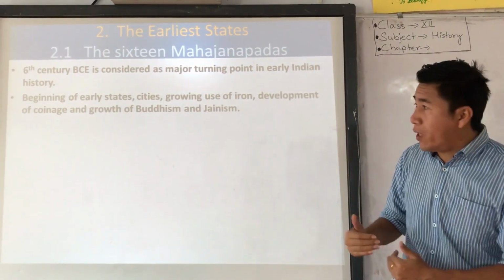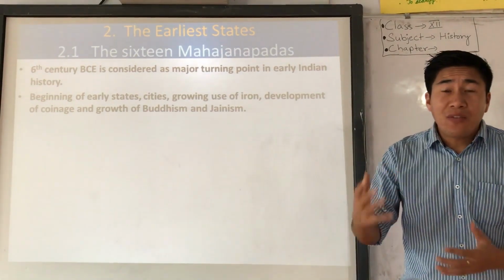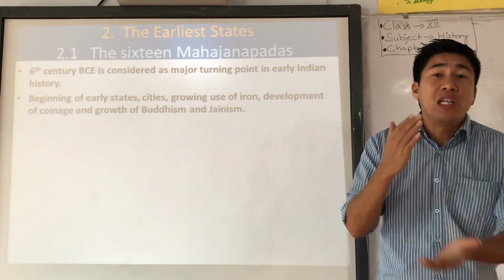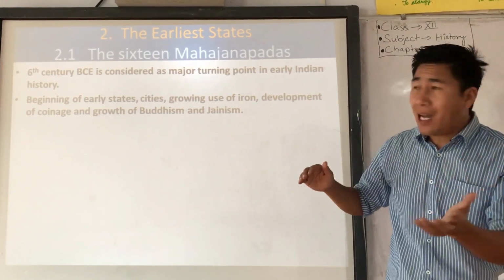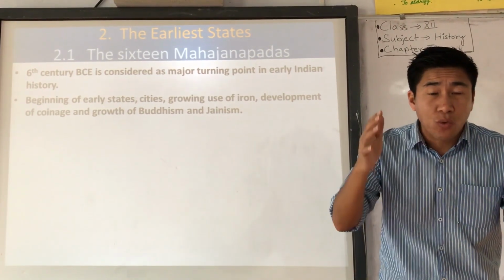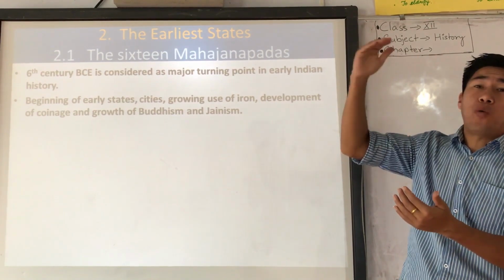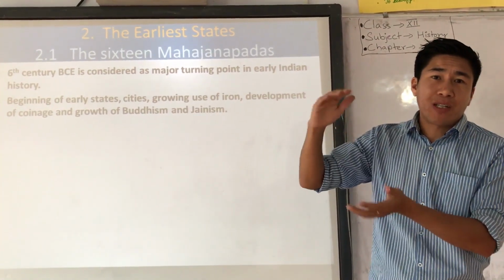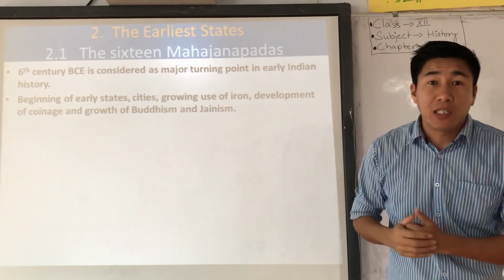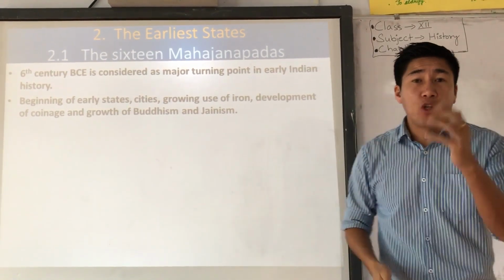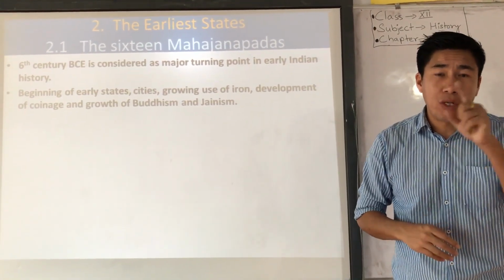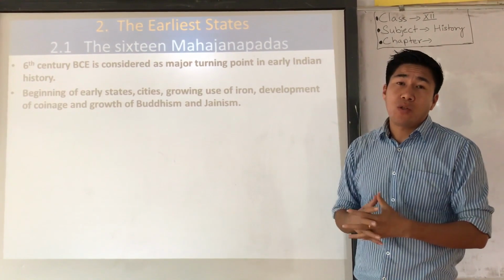And fourth point, growth of different kinds of faith or religions like Buddhism by Lord Buddha and Jainism by Lord Mahavira. So it happened. And point number 5, above 4 points show that the 6th century is considered a turning point in Indian history. So if you write like that, then you will get 3 out of 3 marks. Understood? So that is the way you need to write.